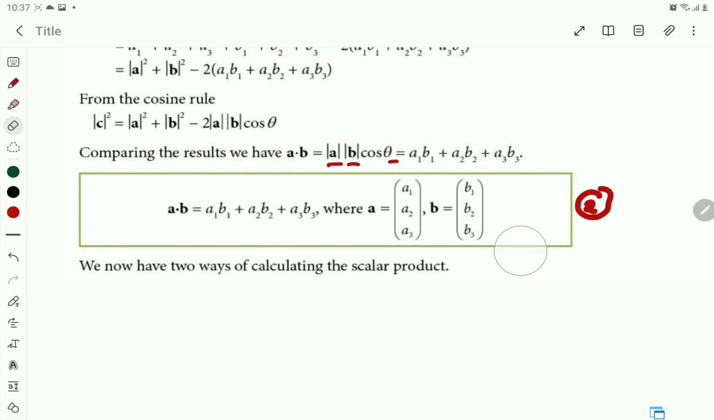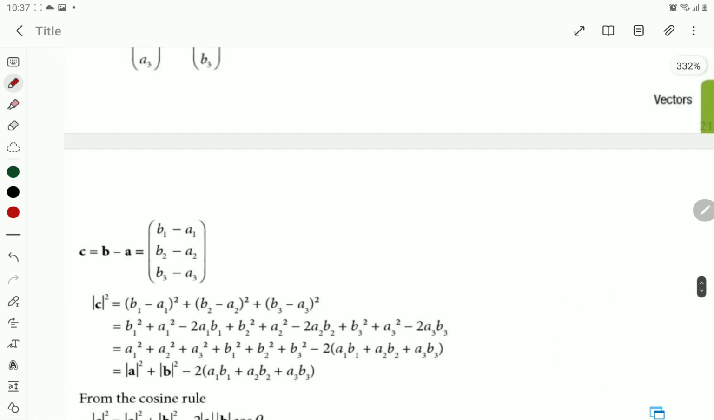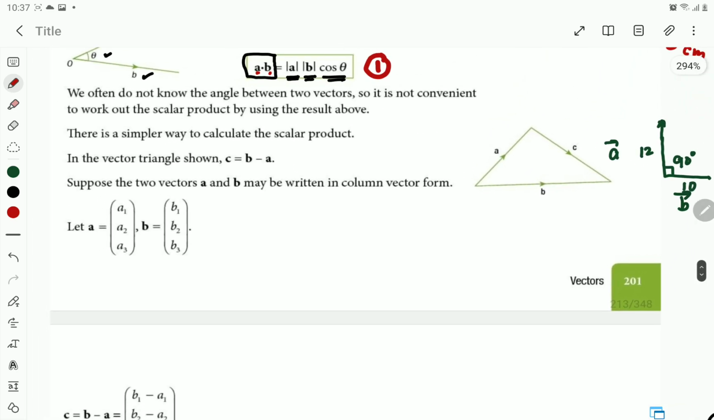Now, how is this being derived? It is derived in your book. I will just go over it with the book, okay? So let's say that you have here a vector triangle. You have your vector A, and then you have your vector B. So you are looking for vector C, for example. And vector C definitely is minus A plus B, or vector B minus vector A.